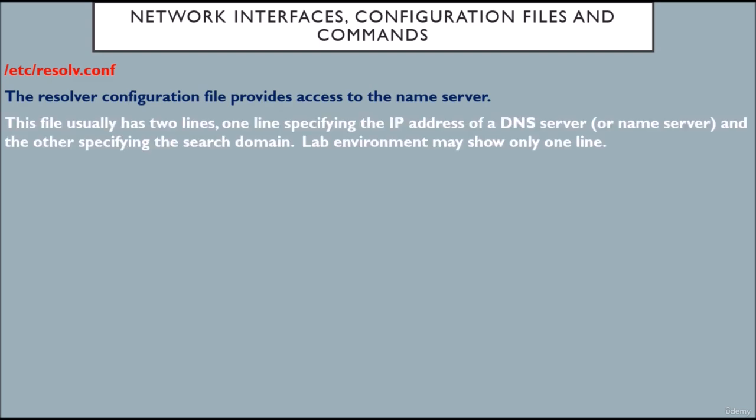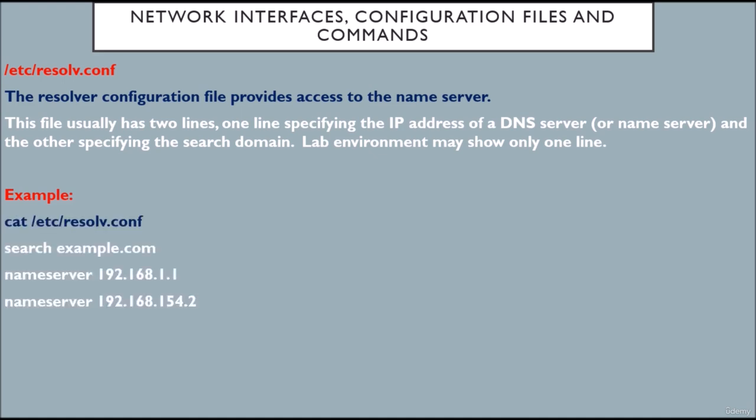And the next configuration file we'll talk about is /etc/resolv.conf. The resolver configuration file provides access to the name server, or your DNS server name. This file usually has two lines, one line specifying the IP address of a DNS server or the name server, and the other specifying the search domain. Lab environment may show only one line because that's how I have configured it.